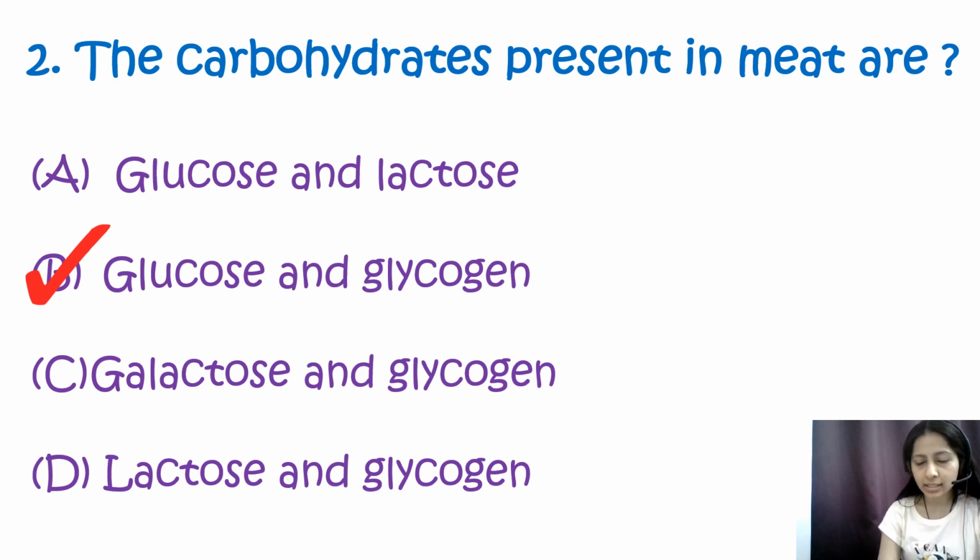So they store these carbohydrates in the form of glycogens, mainly in the liver and the muscles, while the glucose is actually found in the blood, and other carbohydrates that are given, that is lactose, galactose, these are not typically found in the meat. So over here the most correct answer will be option number B, that is glucose and glycogens.